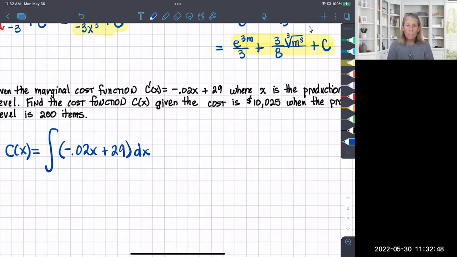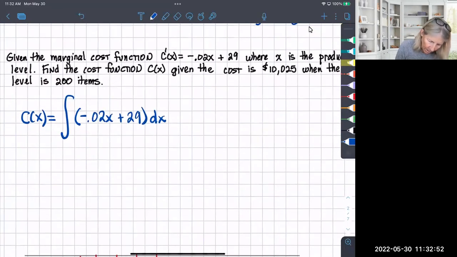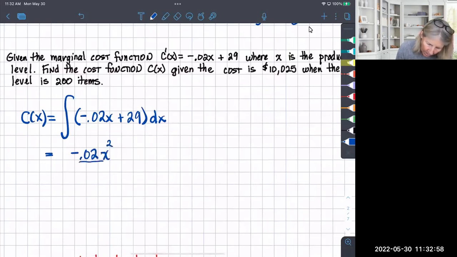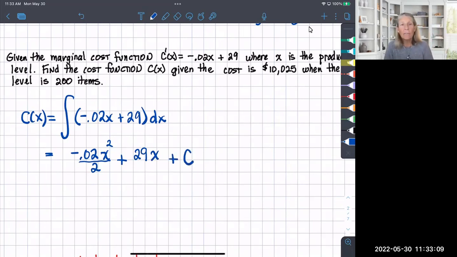Okay, so first let's start with an antiderivative of this. If I use my power rule, negative 0.02x, raise it up to the second power, divide by that second power, and 29, because it's a constant, we just give it the x, and then don't forget plus c. Anytime you're doing an indefinite integral, you have the constant. All right, so this is my cost function.